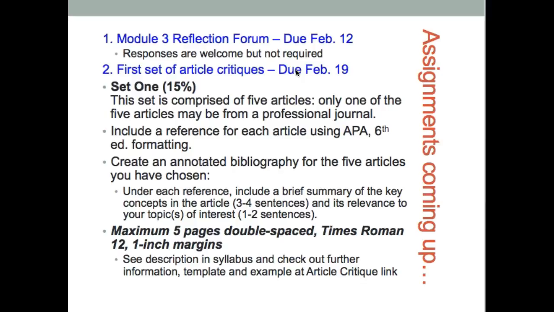After you've done your reference, you will create an annotated bibliography for the 5 articles you've chosen. So under each reference, you're going to include a brief summary of the key concepts in the article, only 3 or 4 sentences, and the relevance of that article to your topic or topics of interest, and that will be 1 or 2 sentences. So again, this will act as a resource. It will be an assignment, but it will continue to be a resource that you'll be able to use on a continuing basis throughout the process of doing your project. So this is a very practical assignment, as well as a somewhat time-consuming assignment. So I'll put that out there so that you can organize your time accordingly.